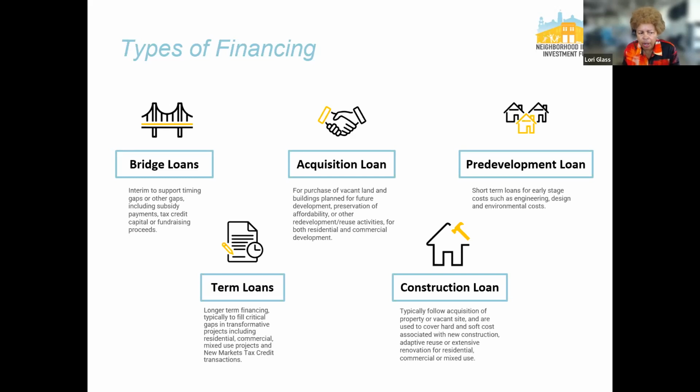Our term loans are used to provide longer term financing. So once the construction is complete and the project begins to throw off cash flow, and you have cash flow sufficient to repay the loan, we're able to provide longer term financing. This is often used again with other sources of subsidy. So those are the 4 basic types of loans and the uses of those proceeds.